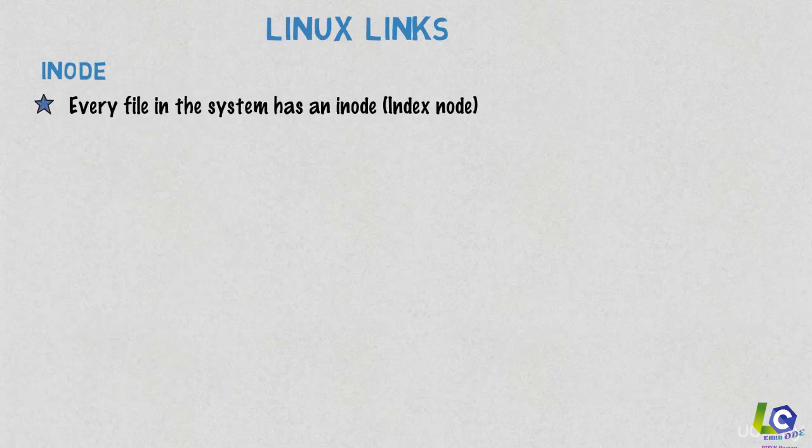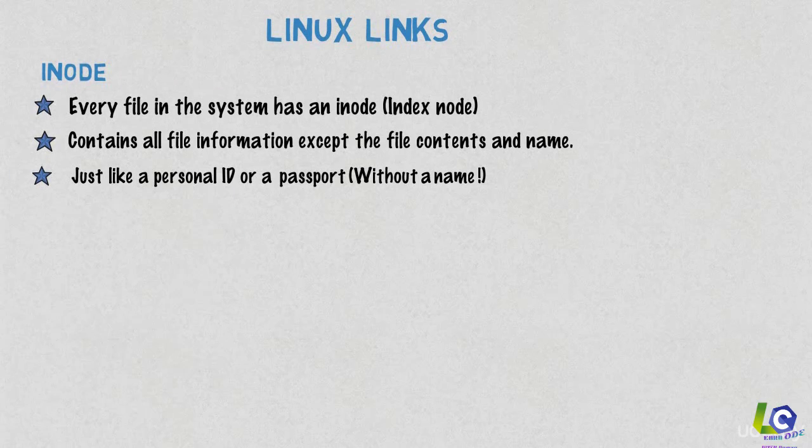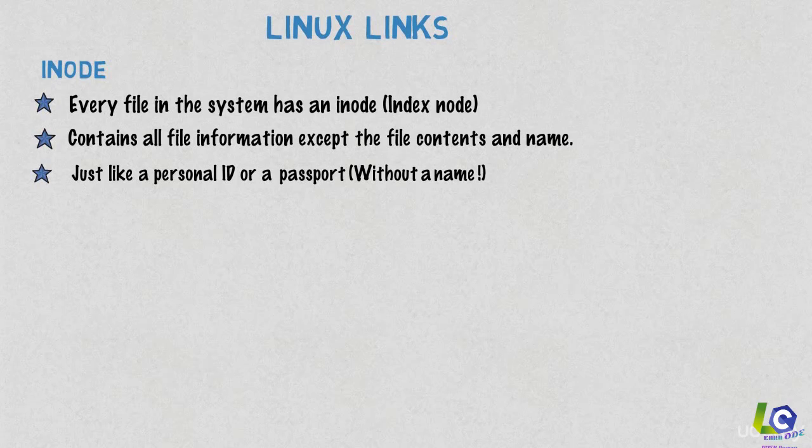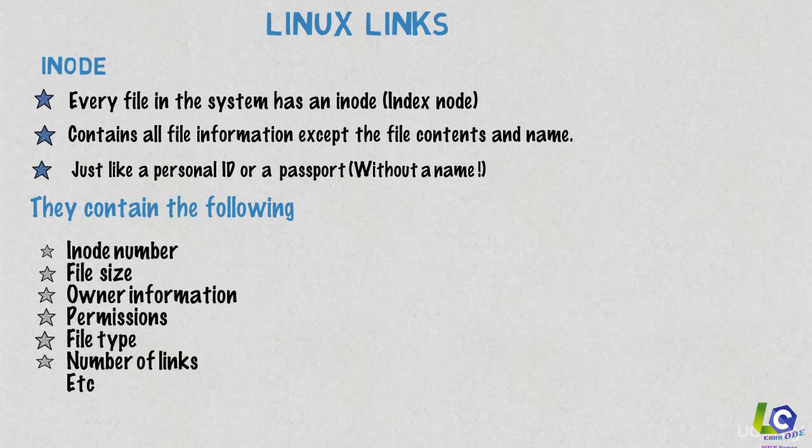So, for every file in our file system, there exists an index node, or an inode. An inode is like a database of a file. It contains a lot of information about the file. However, it does not contain two important things. It does not contain the file content and it does not contain the file name. So you can think of an inode like a personal ID or a passport, but without your name on it.